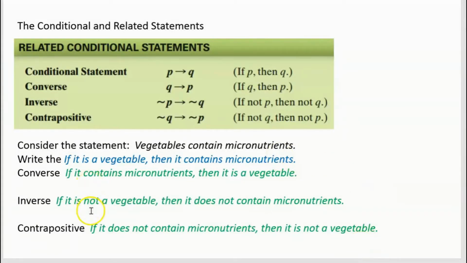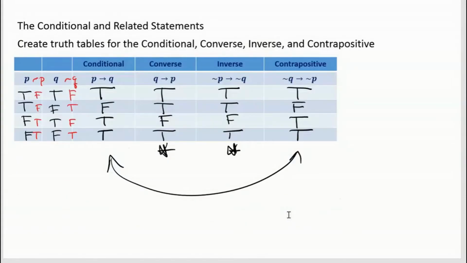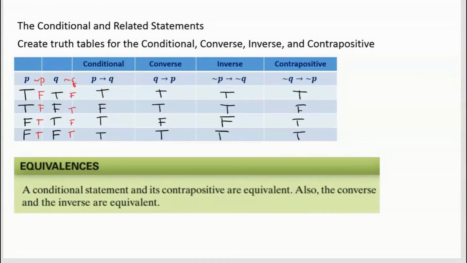Also, the converse and inverse are saying the same thing. If it contains micronutrients, then it is a vegetable. That's not necessarily true because we talked about the fruit. If it is not a vegetable, then it does not contain micronutrients. It's the same idea. You know, what if it's a fruit? And so those have the same truth value as well. We proved that from the truth table, not from that statement. That statement just made it seem that way, but the truth table really proves it to us. So here, a conditional statement and its contrapositive are equivalent. Also, the converse and the inverse are equivalent. We said that already, but this last line right out of the book makes it official, I guess you could say.